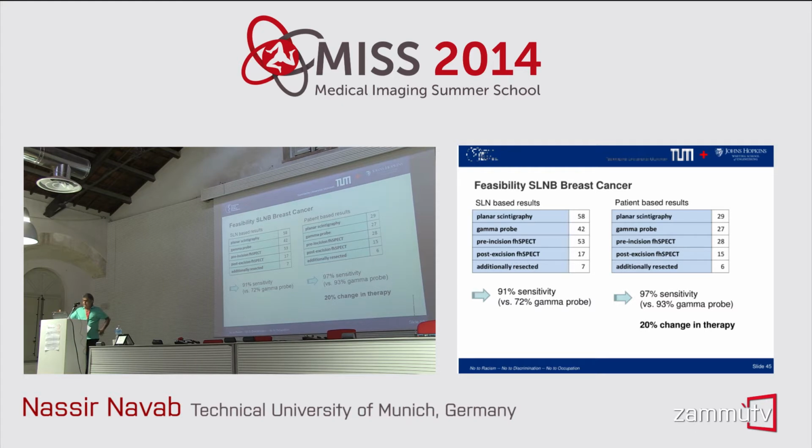So we did a series of patients and compared the results to planar scintigraphy, which is the state of the art, and also to using just a gamma probe, not a 3D reconstruction. What was really interesting was that we went from 72% sensitivity using gamma probe to 91% using the 3D gamma reconstruction. On a patient basis, we went to 97%, and in 20% of the cases, which is enormous, a change in therapy happened.